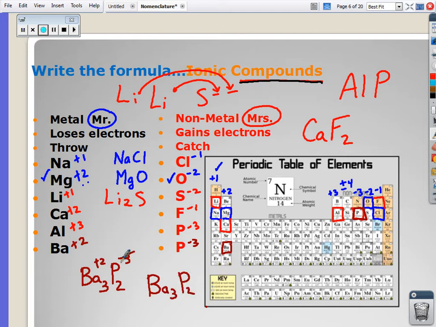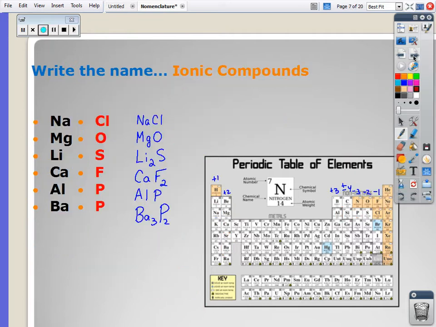You never put charges in, because once the throwing and catching has happened, they balance each other out and they're neutral. And that's how you write that. If you need to rewind, review, do this again, do so. Let's move on to the next slide.